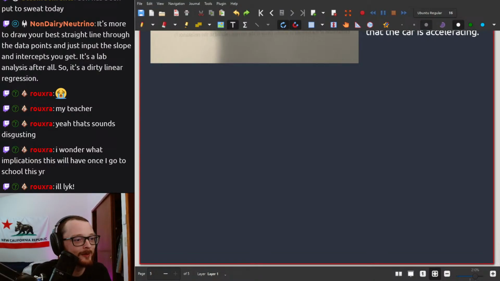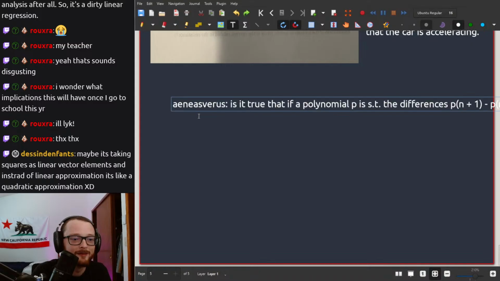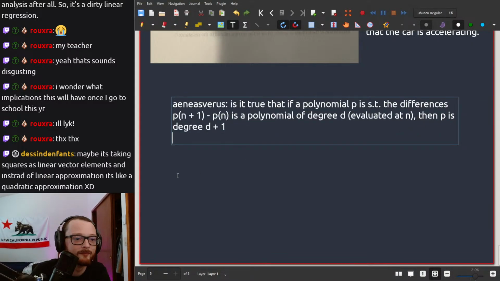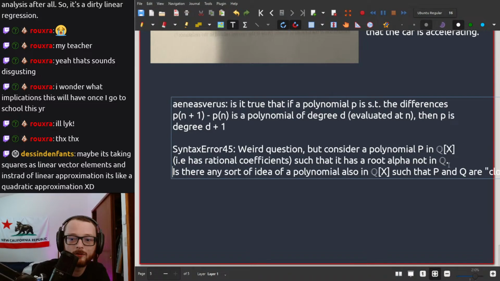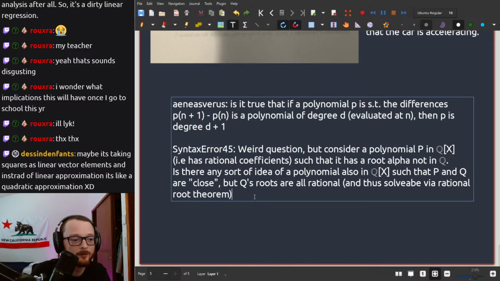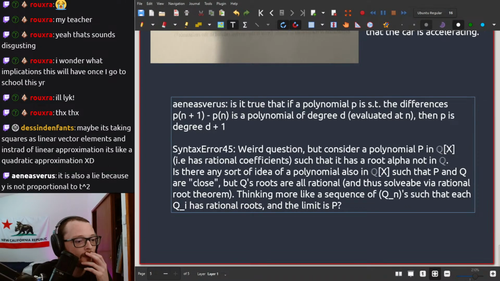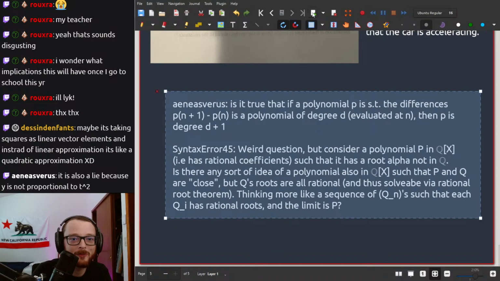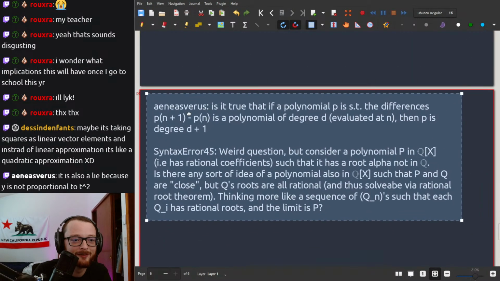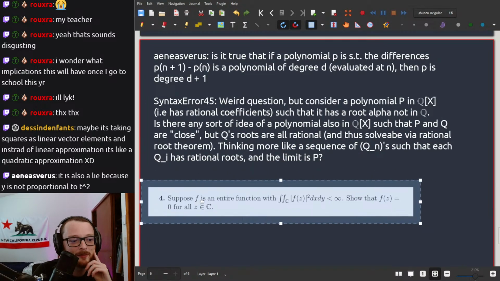Okay, so we had like 3 questions pop up in chat while we were talking about that. From Aeneas. From Syntax. I guess so. I don't know. It should also be allowed to say y is proportional to just t, so I'm very confused by what they're going for, what the intention of that question is. Okay, and then this last question is from Dessen.